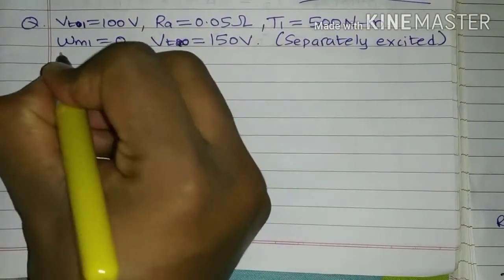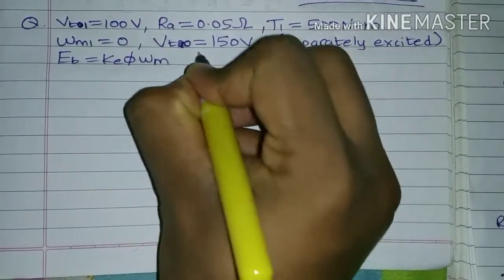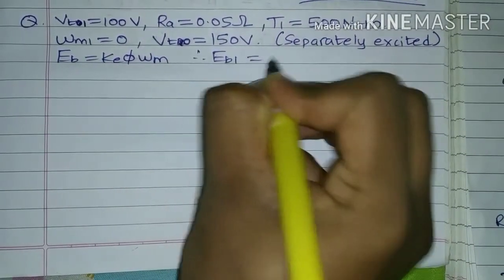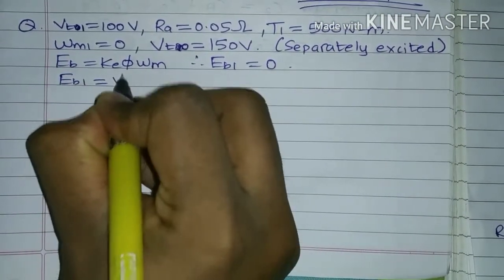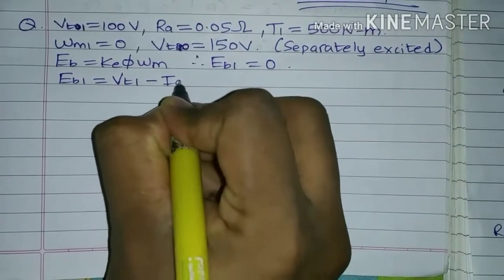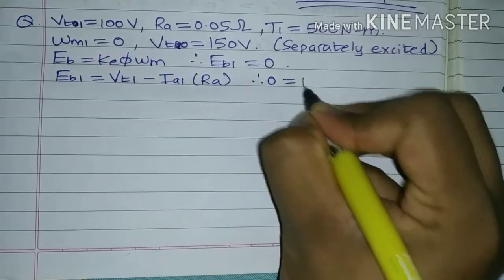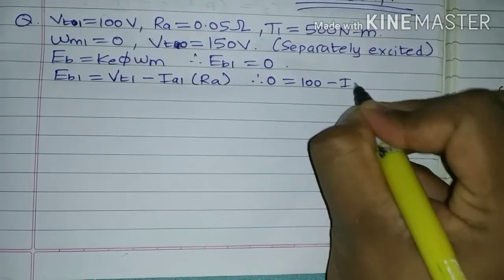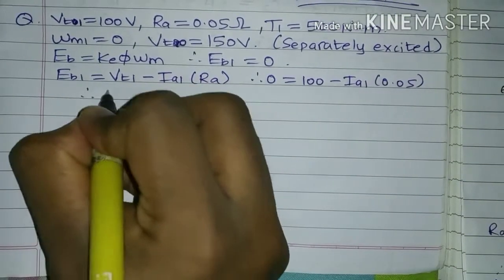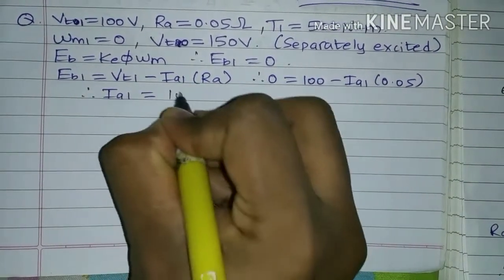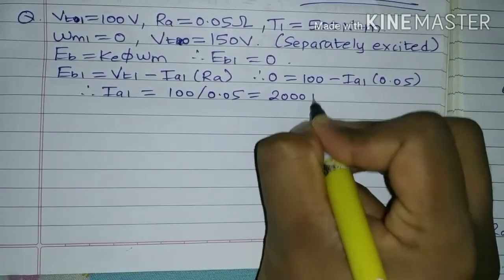We know that Eb is equal to Ke into phi into omega m. Therefore Eb1 is equal to 0, since omega m1 is equal to 0, and Eb1 is equal to Vt1 minus Ia1 into Ra. Hence 0 is equal to 100 minus Ia1 into 0.05. Thus we get Ia1 is equal to 100 upon 0.05, which turns out to be 2000 amperes.